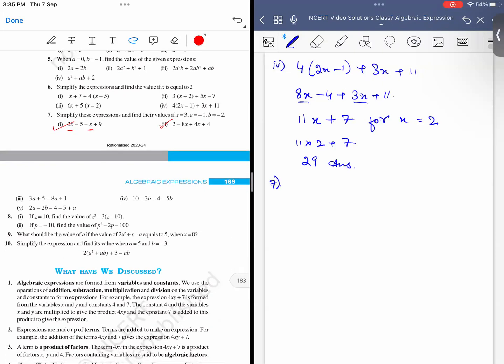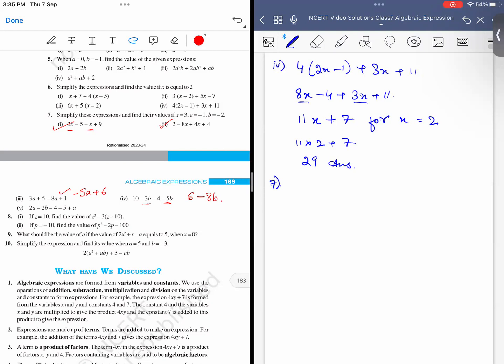The third also includes a. So 3a and minus 8a are like terms. What will be the resultant? It will be minus 5a, and 5 plus 1 becomes 6. So it will be minus 5a plus 6. Put the values. Likewise, simplify again here: minus 3b and minus 5b are like terms. So 10 minus 4 is 6, and minus 8b. This will be the simplified expression, and put the values.